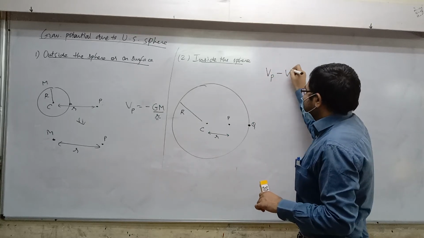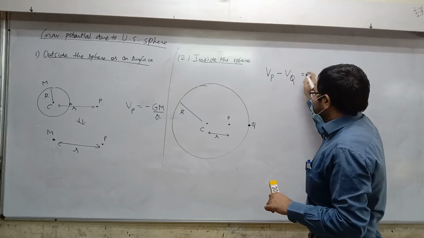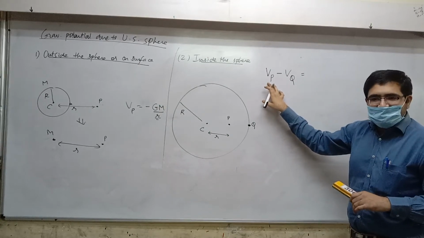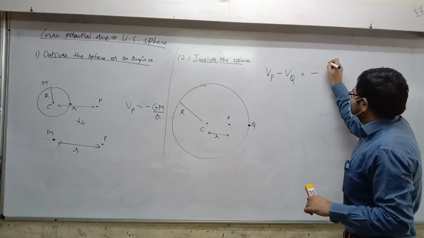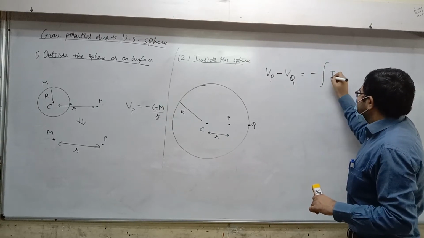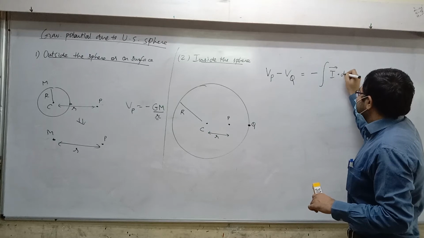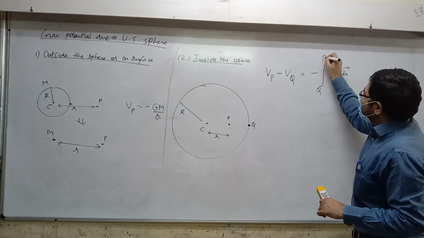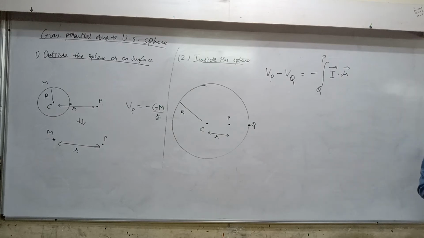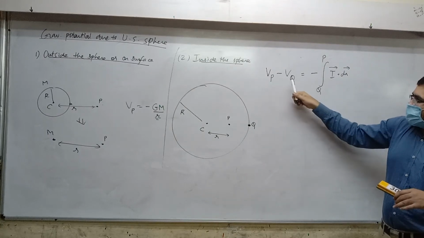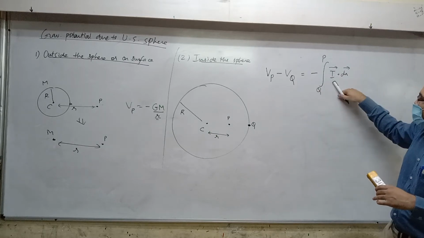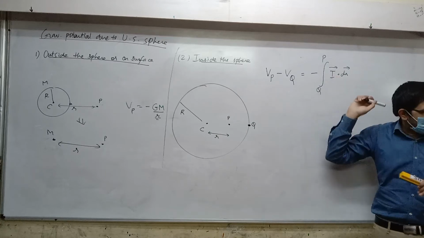Vp minus Vq. So Q is my initial point, P is the final point. Negative integration of I vector dot dr vector from initial to final. Did you understand this line? Yes. The general formula for potential difference is final minus initial potential, equal to negative integration of I vector dot dr vector from initial to final.